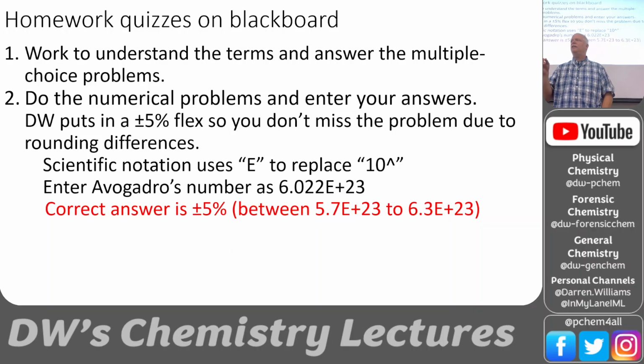Now, the scientific notation is a little strange. Instead of trying to write times 10 to the or whatever, we just use an E here. So this would be Avogadro's number. That's how you would enter it into the text box on Blackboard. Does that make sense? You just type it in 6.022 E plus 23, and that's your answer, and it'll understand that that's scientific notation. Excel uses the same thing. So if you're in Excel and you want to type in this, you can type in that same thing, and it will know you're using scientific notation.